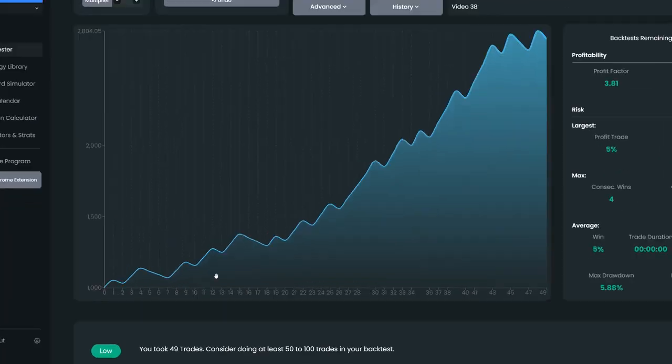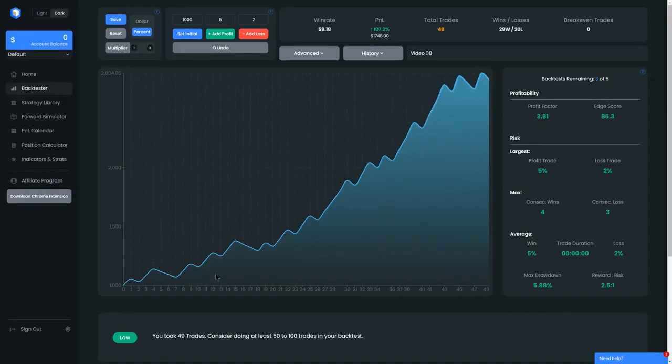Now, over the 7-month backtesting period, the strategy produced a total of 48 trades with a win rate of 59%. It also had 4 consecutive wins against 3 consecutive losses and a maximum drawdown of just 6%. And of course, the gain on the account was 107% and the profit factor was 3.81.